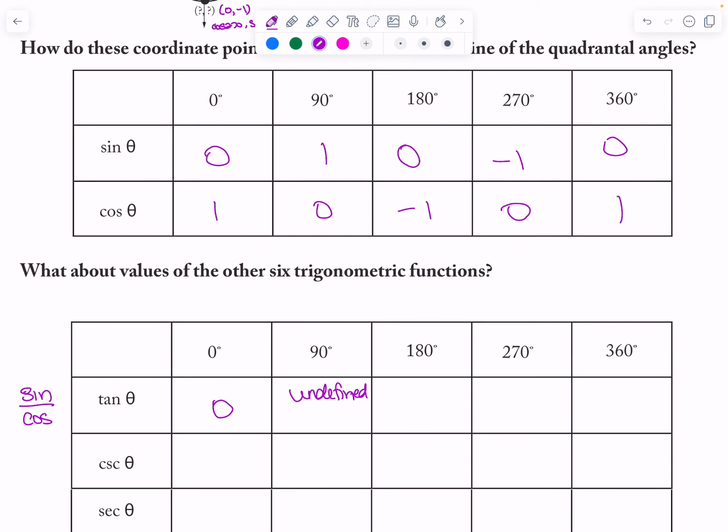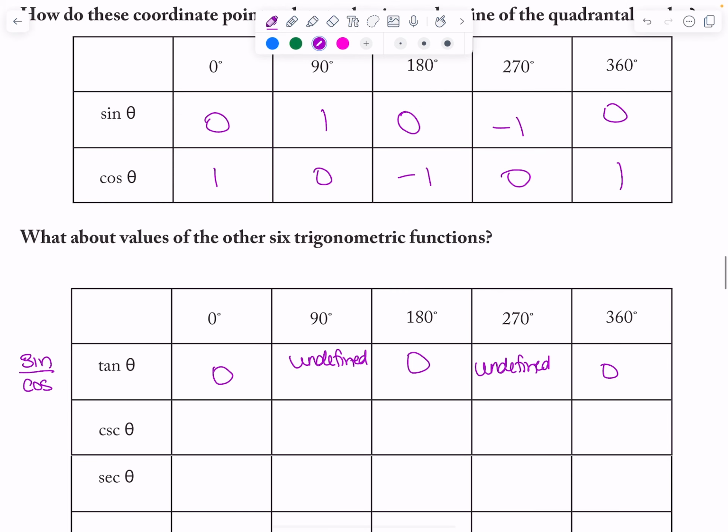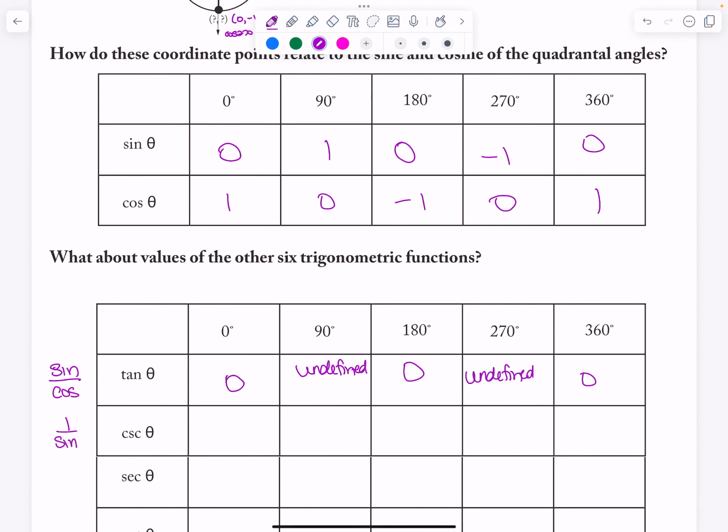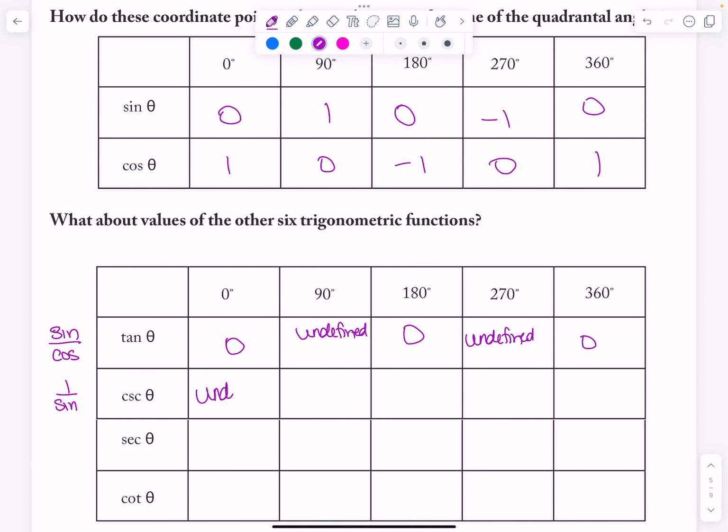And then I have 180 degrees, which is 0, and then I have undefined again. And then I have 0. When I do cosecant, that is 1 over sine of theta, so then 1 over sine, so that is undefined. And then it is 1, and then undefined, and then 1, and it should be negative 1, and then undefined again.